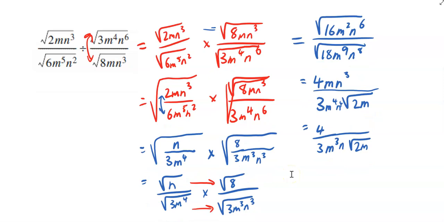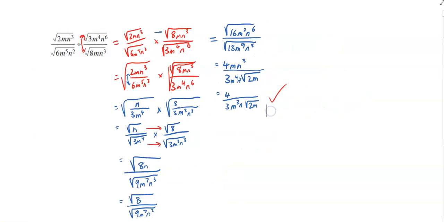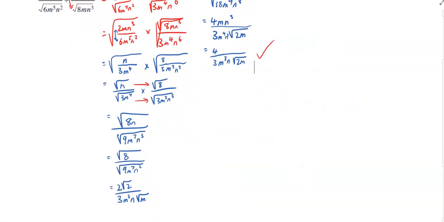Now, what's going on? Because look at this answer. Compare it to the answer down the bottom. Let's zoom out a little bit and take a look. I'm saying that this answer and this answer are both correct. This answer is the one in the back of your book. This answer is not in the back of your book. There's two differences here. There's a 2 root 2 on the top, and there's a root 2m on the bottom.